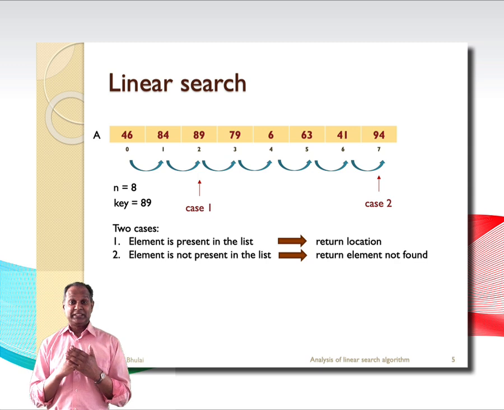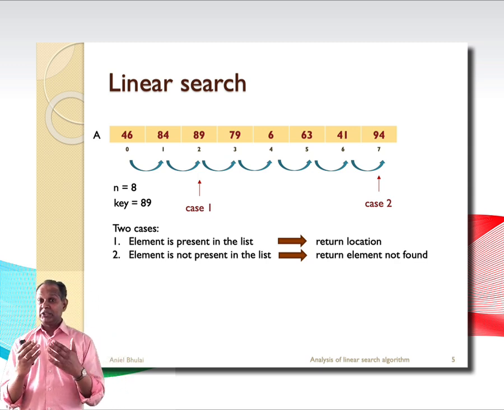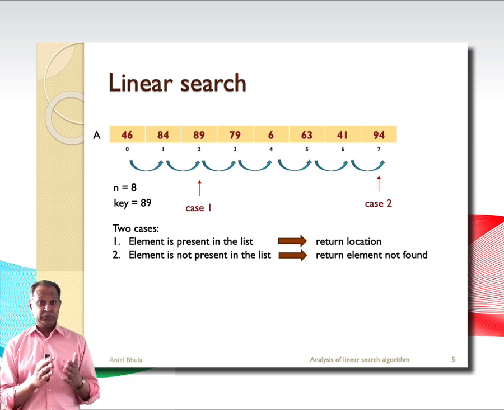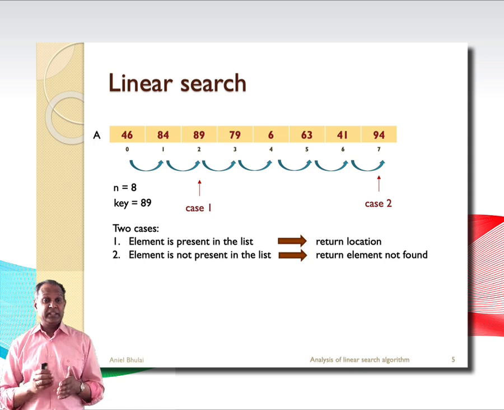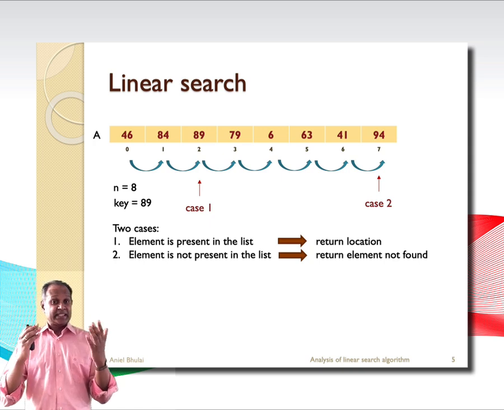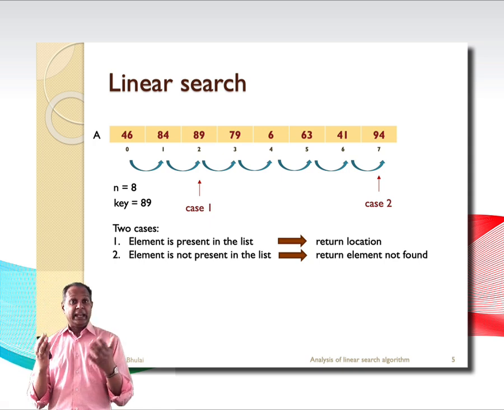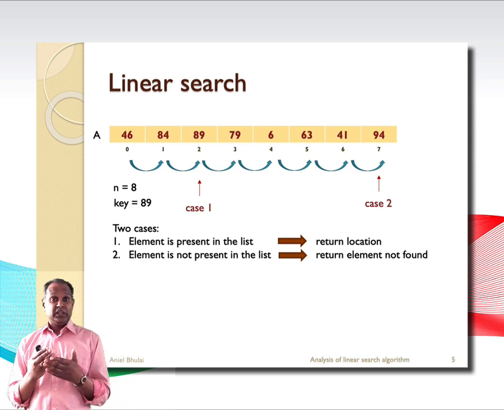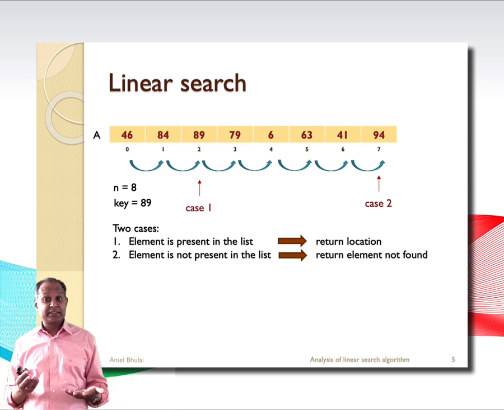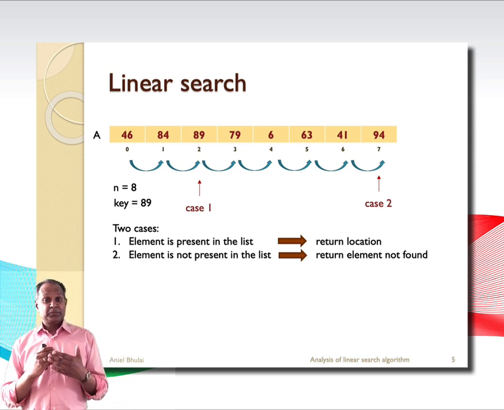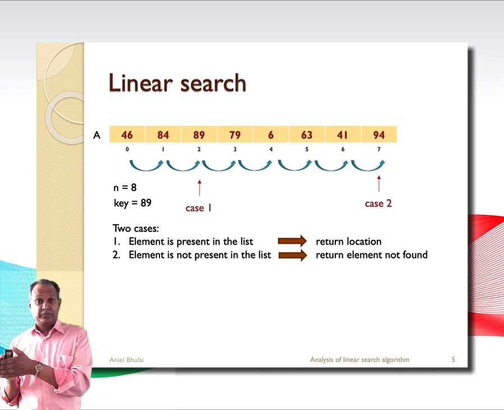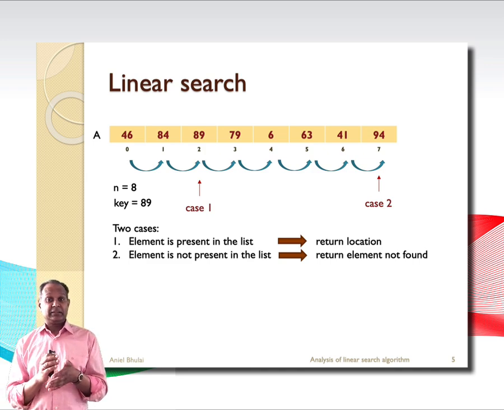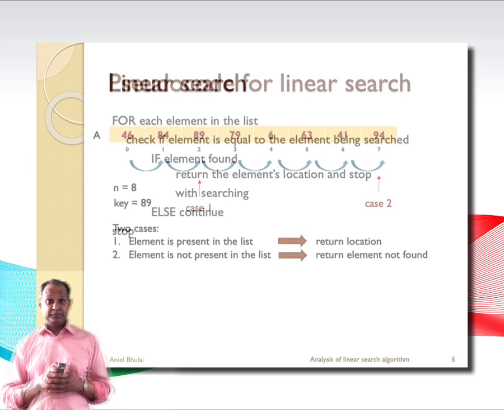One, when the element is found. In our case, the algorithm stops then at index number 2. This is the third position in the list. And the second case is when the element is not found. So the element is not present in the list. That means that the algorithm stops at the end of the list. And in our case, that is at index number 7.